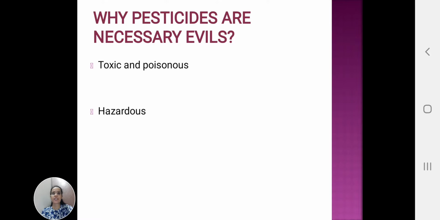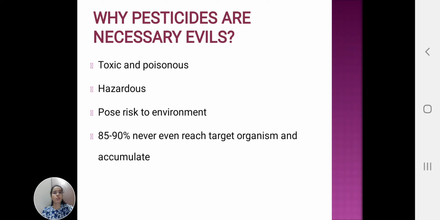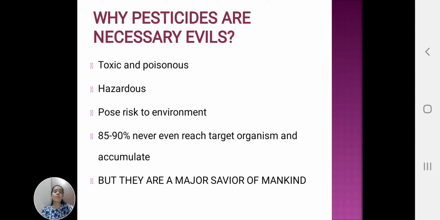Though they are toxic, poisonous, hazardous, and posing a risk to the environment, these xenobiotics have gained immense importance due to their unquestionable ability to control weeds, insects, and other pests. Though they are hazardous to animal and human health, they also pose a danger to the environment. They are still being used because they are a major savior of mankind, and they have resulted in a boom in agriculture. Therefore, they are treated as necessary evils.